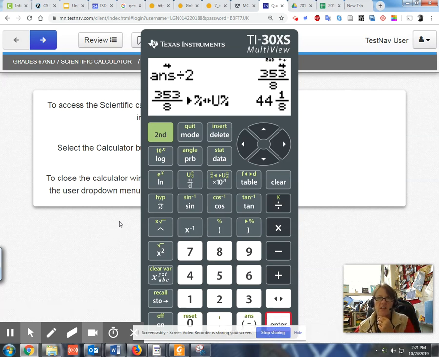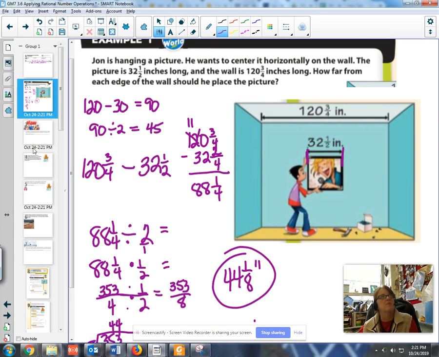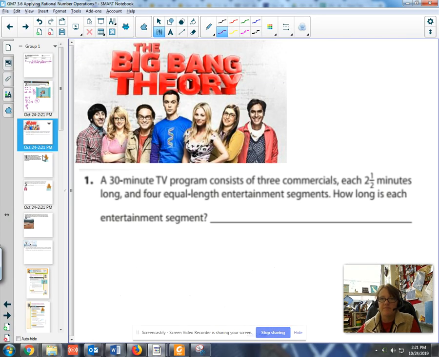Alrighty. So really, the calculator helps you with the computation part, but I need you to be able to explain and show work as to what you're going to do. And oftentimes I'm going to ask you to do an estimate so that you can see what's happening. Let's look at the next one.